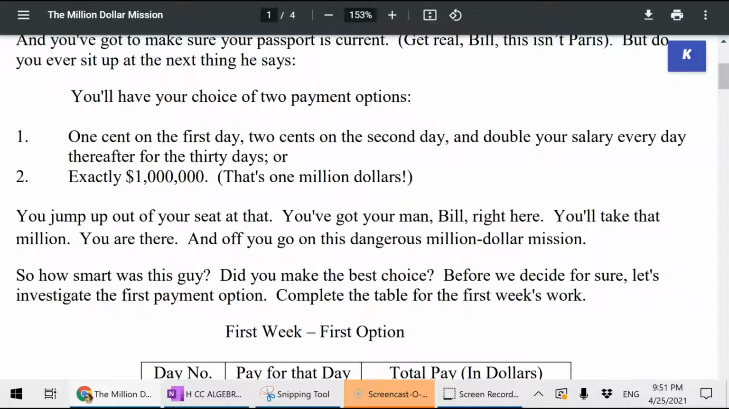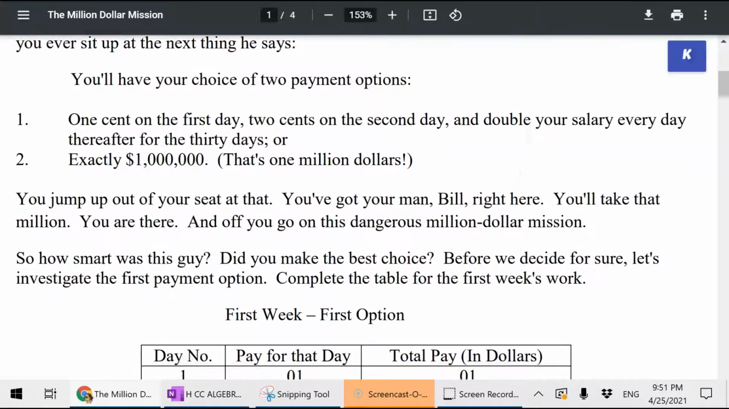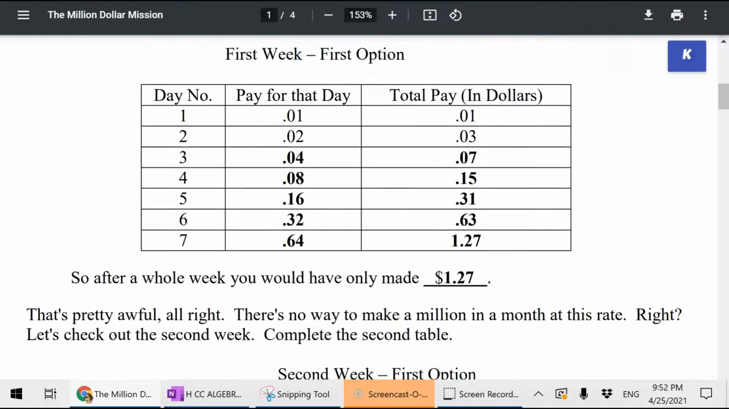Some kids will automatically say, I'll take the $1 million because it's a lot of money, and other kids will say, I think this is a trick question. It is a trick question. Here's the beginning worked out. The first day you get 1 cent. The second day you get another cent. It doubles. See how they're doubling over here? But over here, this is the total. So by the 7th day, you're getting $1.27.